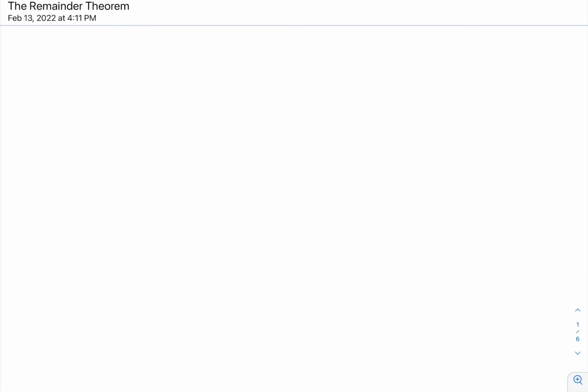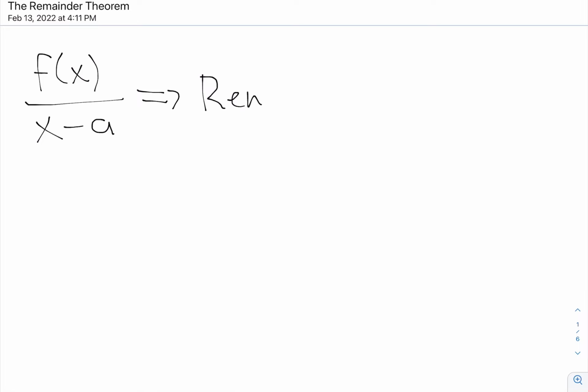In this video, I'm going to combine the remainder theorem and the factor theorem. So the remainder theorem says that if we have some function, let's call it f of x, and it's being divided by some linear factor x minus a, then after we divide the function f of x by x minus a, the remainder is going to equal the function f of x evaluated at a.